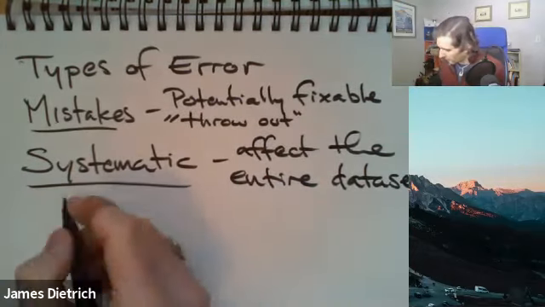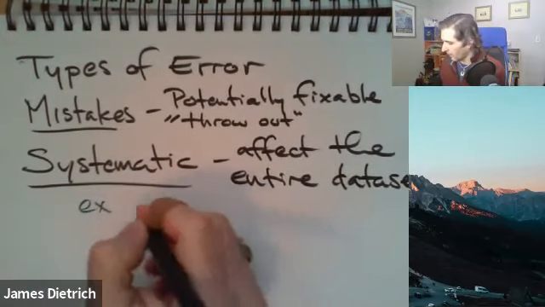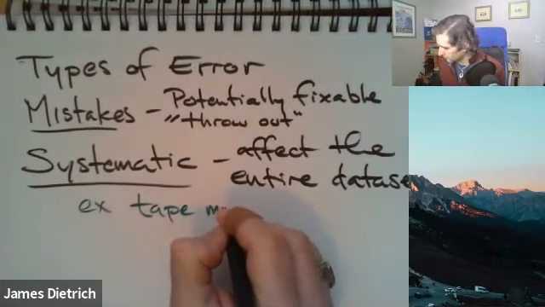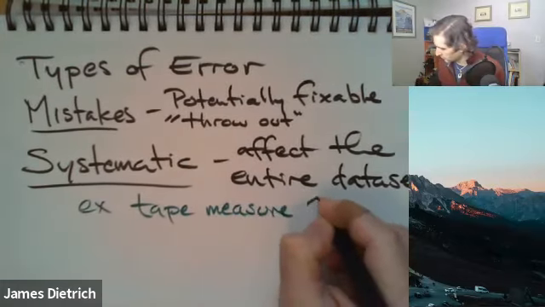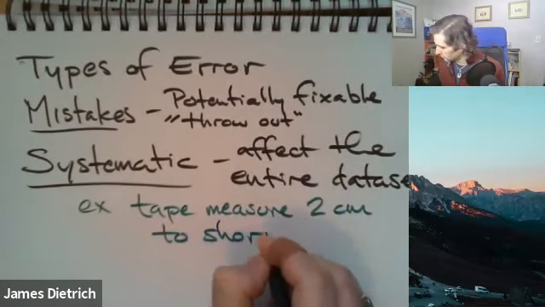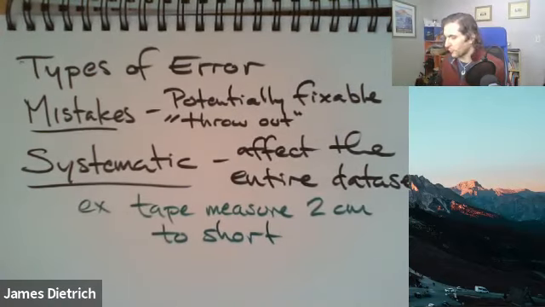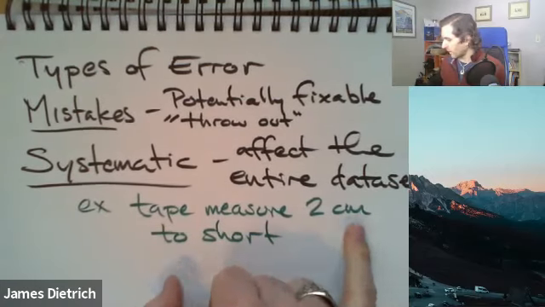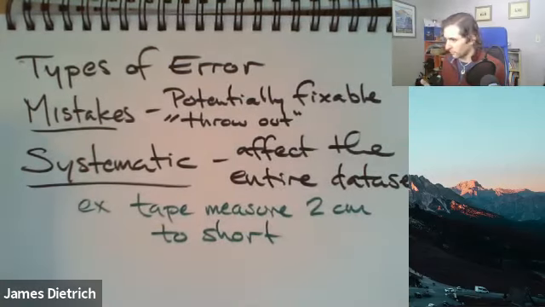An example of this is, let's say your tape measure was 2 centimeters too short. Let's say there was a knot. If you have a fiberglass tape that's relatively flexible, there was a knot in it that you didn't notice. And so every measurement you took for the entire data set is 2 centimeters too short than it should be.